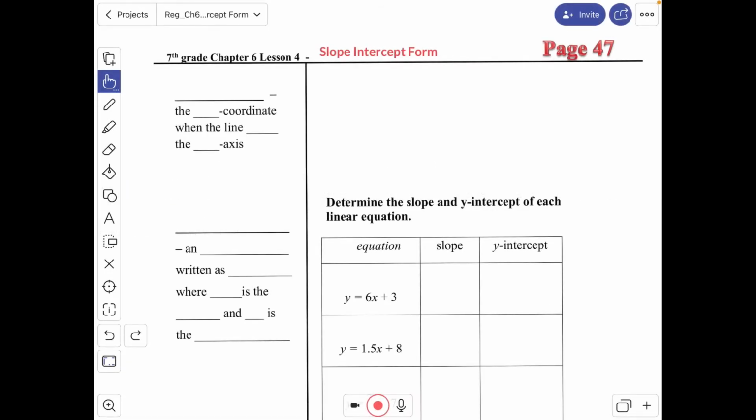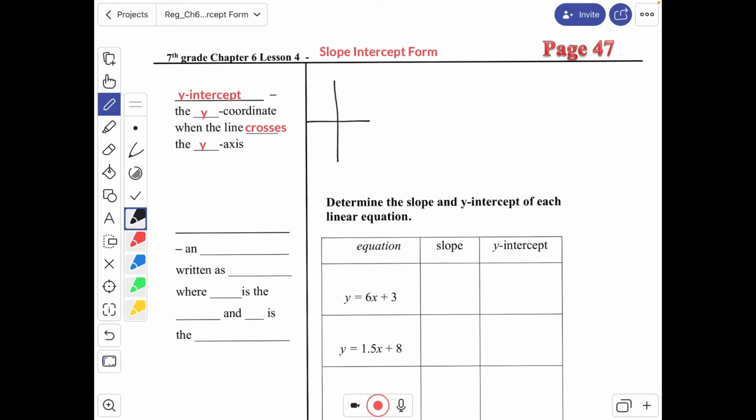Today we're covering 7th grade, Chapter 6, Lesson 4, Slope-Intercept Form. So we've already talked about what the slope is. That's the angle of the line, rise over run. Y-intercept is the y-coordinate when the line crosses the y-axis. Remember, we have our coordinate grid, and this is the x-axis, and this is the y-axis. And when we graph our line, wherever it crosses that y-axis, that's called the y-intercept.